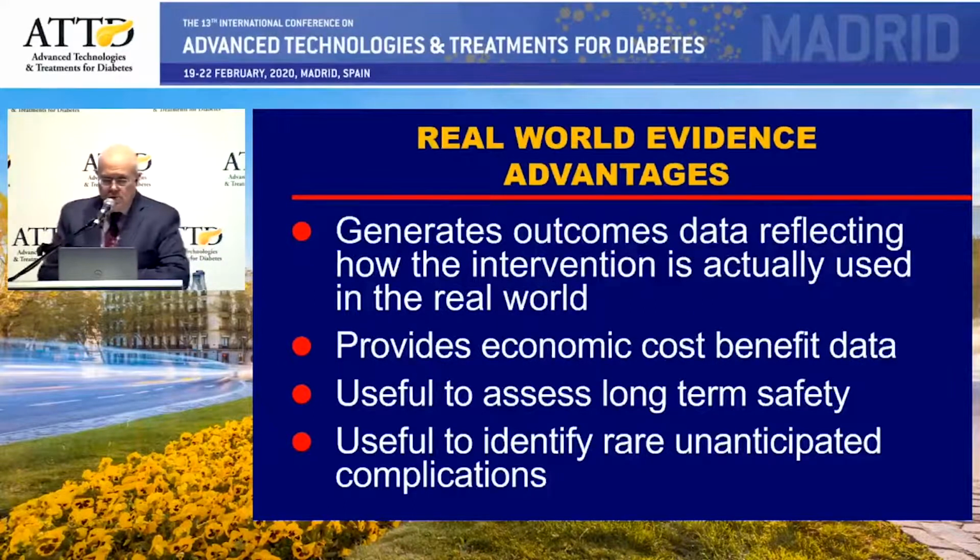There's some advantages to real-world evidence. First, this type of study generates outcome data that reflects how the intervention is actually used in the real world. It's not just people with an A1C of 6 to 7.5, and you're thinking, well, those people are very special. They're controlled better than most. It would be for any patient. So that's the real world.